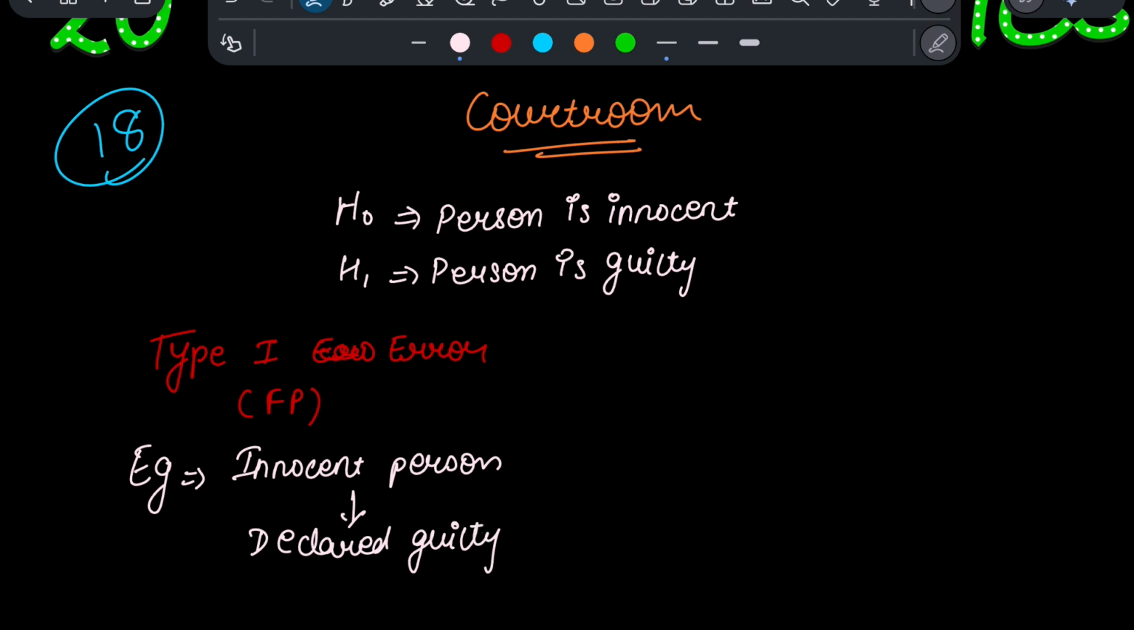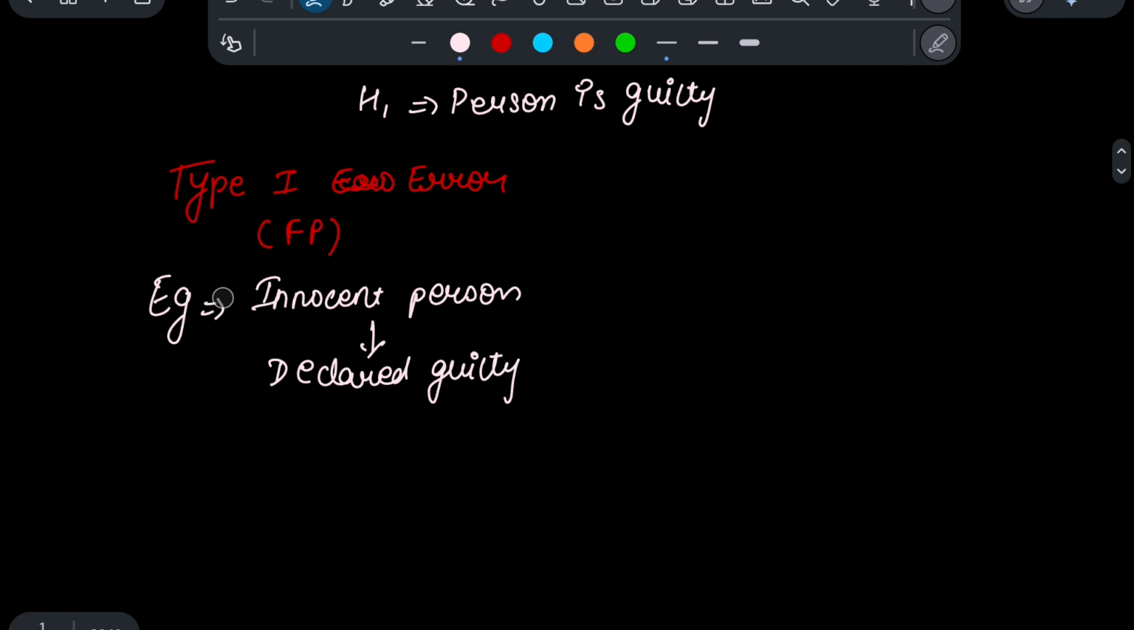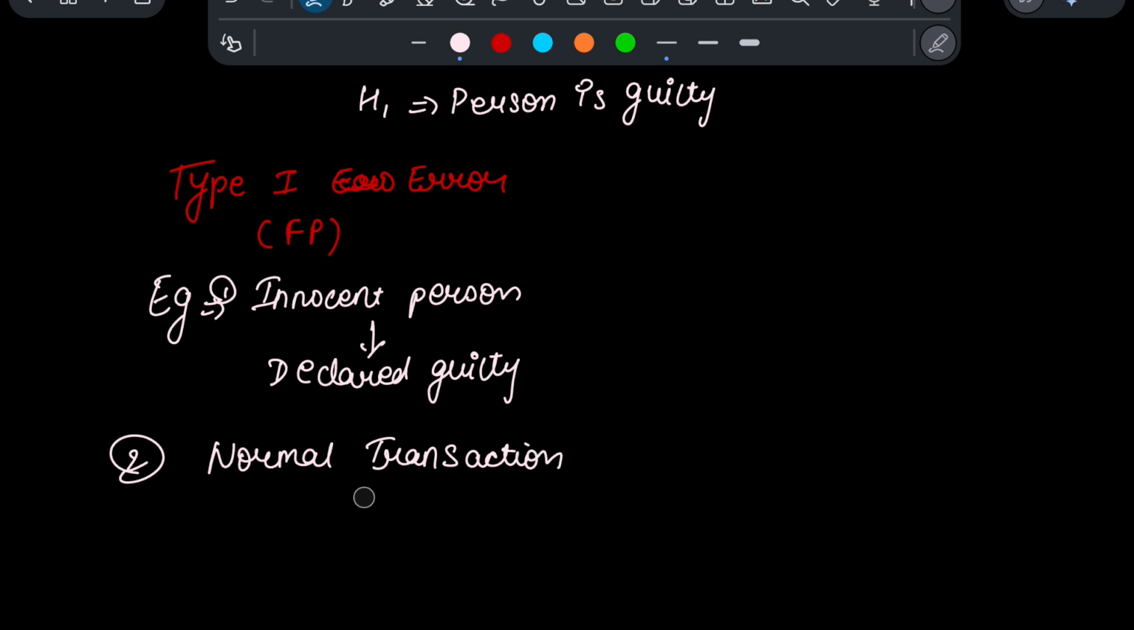Now let's take another example, a fraud example. What would be a type 1 error in the case of fraud? Correct: your normal transaction has been flagged or marked as fraud. This is one more kind of false positive, or type 1 error, and the customer gets blocked and has a really bad experience. The customer might leave your bank, and that's very dangerous. So this is a type 1 error.